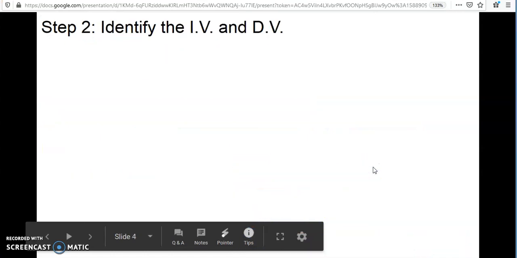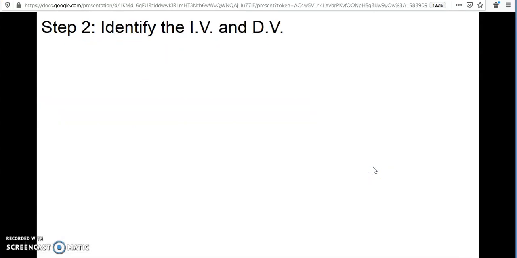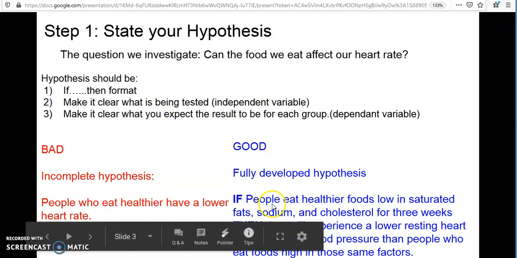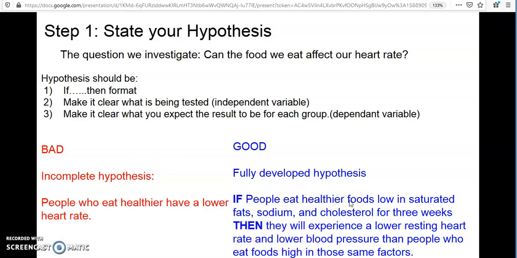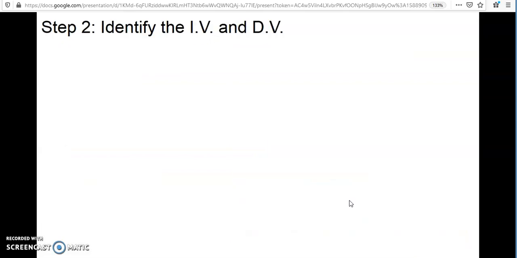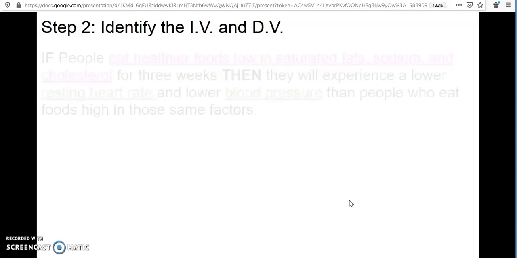So as you can see, a very well-developed hypothesis includes some features like if-then format. It makes it clear what's being tested, the independent variable, and it also makes it clear what you expect the result to be. So once you've identified your hypothesis, you can then break that hypothesis down into the independent and dependent variables, the IV and DV.